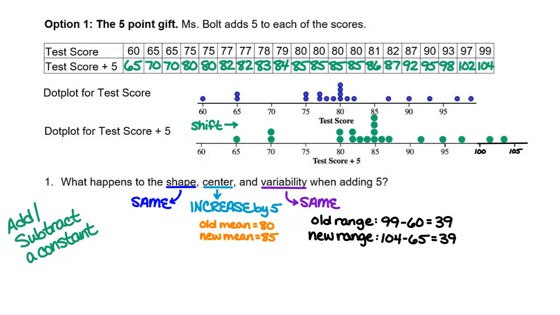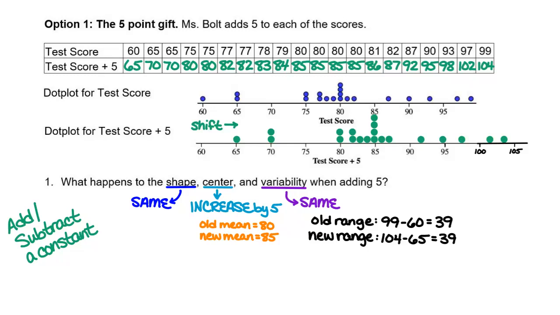And I'm just kind of shortcutting it for today and using range because I just want to see what's happening here. But if we calculated the standard deviation for the old group, it's 10. For the new group, it actually also comes out to exactly 10 for our standard deviation. The IQR would stay the exact same number here.